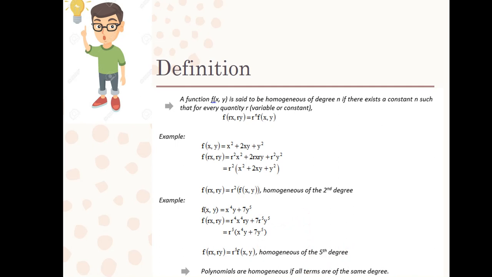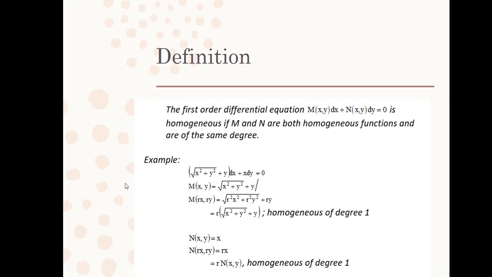Now take note that for polynomials, they are said to be homogeneous if all terms are of the same degree. Not just one, not just two of your terms, but all terms of your given polynomial are of the same degree. Now that we have learned how to establish homogeneity of a given function, then we are ready to proceed to knowing how we find the solution of homogeneous first order differential equations. And let's go to the next slide.